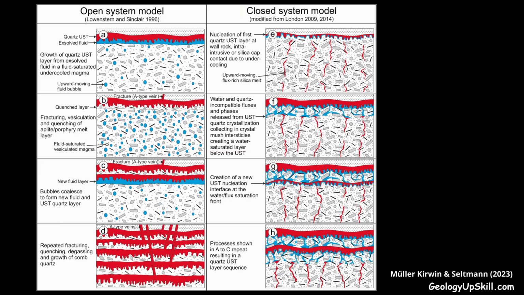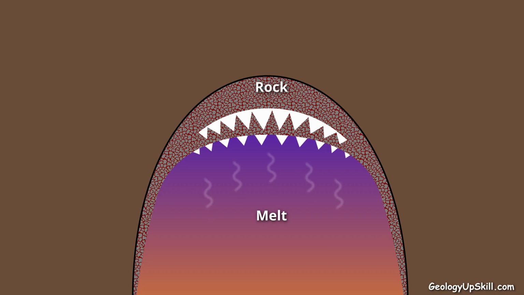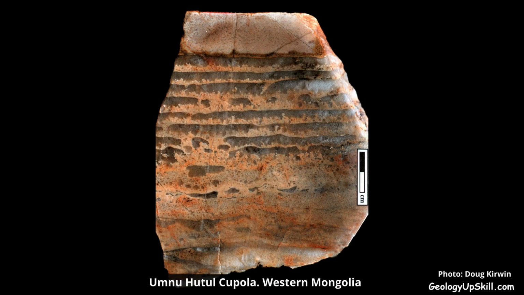Muller, Kirwin and Zeltman 2023 referred to this as a closed system model, because no fluid escapes the system during UST formation. The longer each pressure cycle lasts, the larger the quartz crystals can grow. This model explains why the layers are usually subparallel to the walls of the intrusion, and why the crystals always point inward towards the magma chamber. The problem I see with that theory is that you would expect to see bands of quartz phenocrysts, more abundant or less abundant depending on the fluid pressure. And that's generally not what you see.